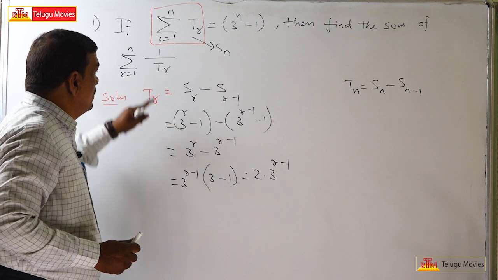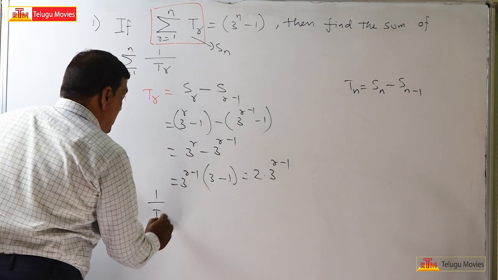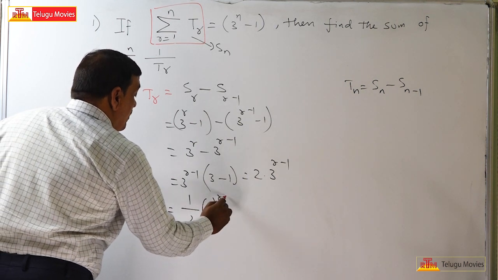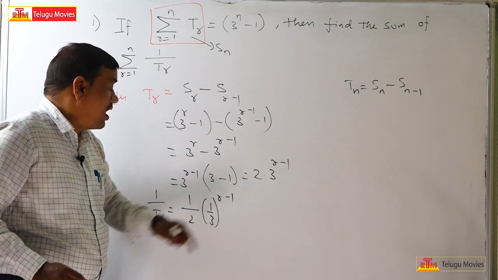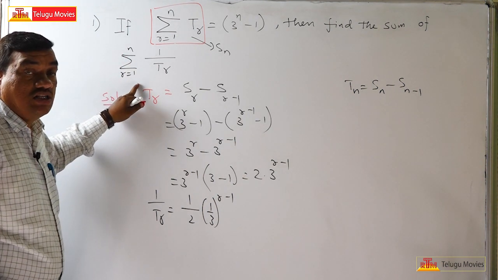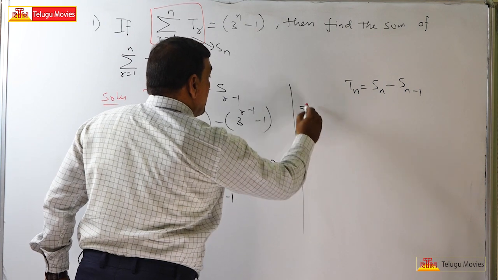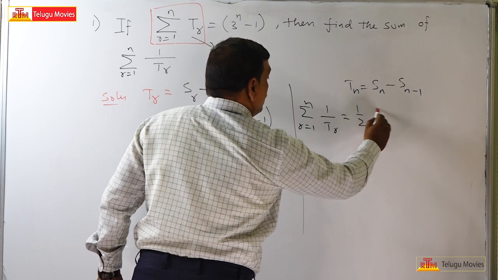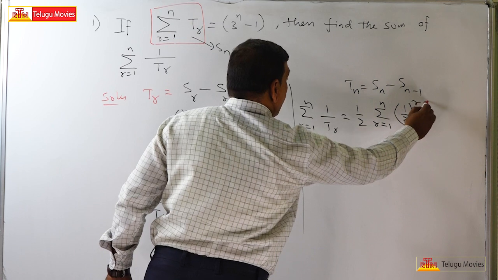Okay now. Now 1 by tr I want. That is equal to 1 by tr, which means 1 by 2 into 1 by 3 whole power r minus 1. That means 1 by 2, and this is 1 by 3 whole power r minus 1. We want sigma r runs from 1 to n. That means sigma r runs from 1 to n of 1 by tr is equal to 1 by 2 times the sum r runs from 1 to n of 1 by 3 whole power r minus 1.